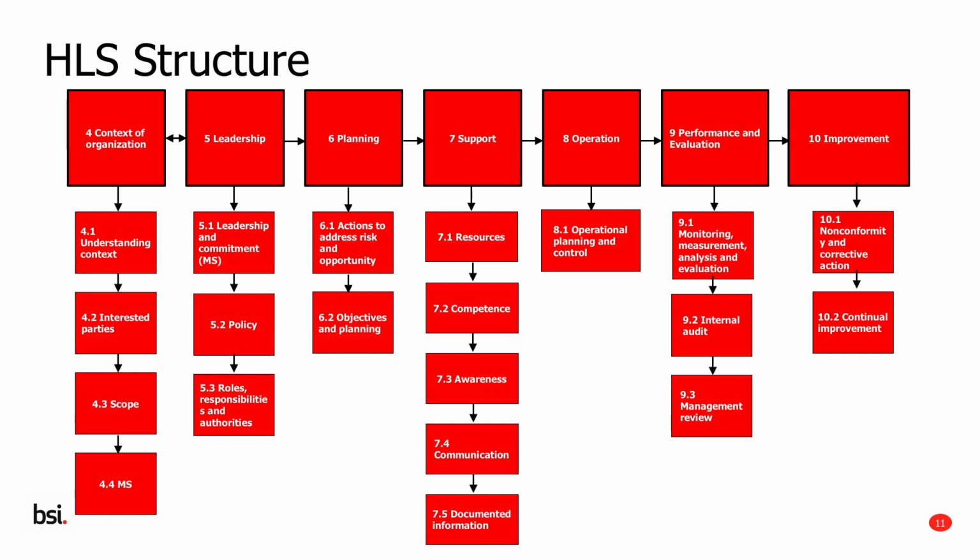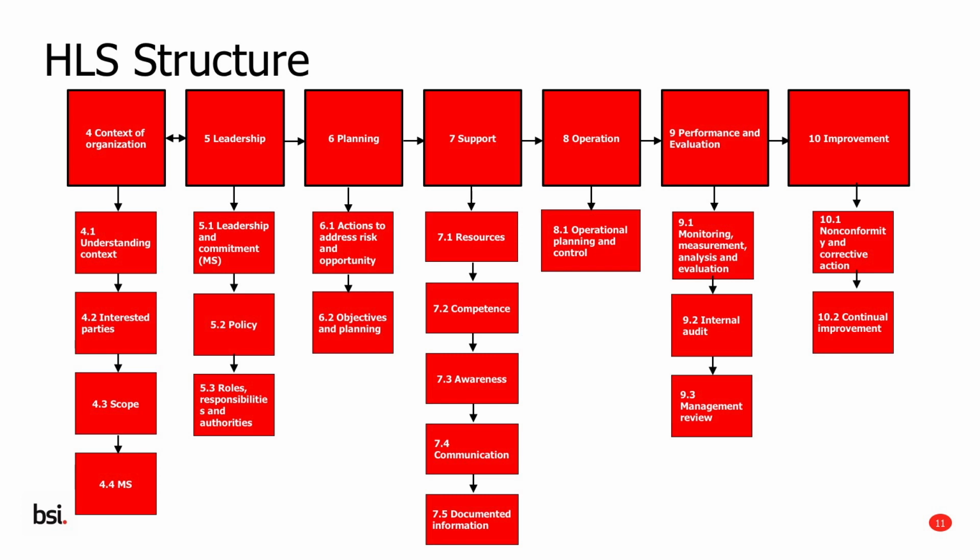Section 9 is performance evaluation. That contains three primary clauses. 9.1, monitoring, measurement, analysis and evaluation. So that clause requires you to identify what needs to be monitored and measured, how you're going to do it, and also how you're going to analyze and evaluate that information. 9.2 is the clause that lays down the requirements for carrying out internal audits. And 9.3 is the clause that requires management reviews to be carried out by top management.